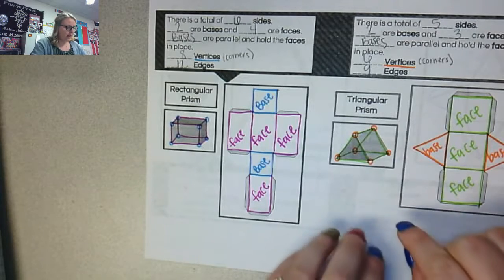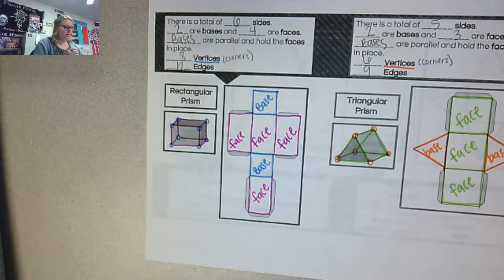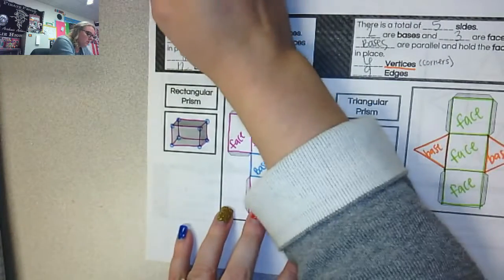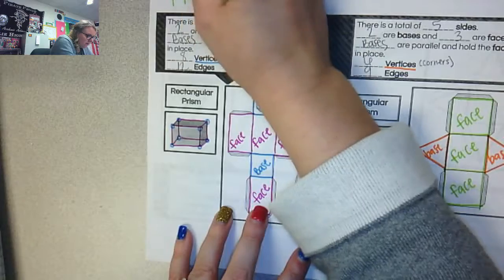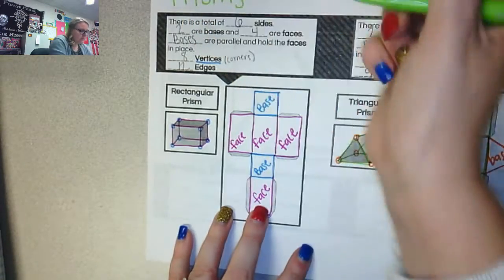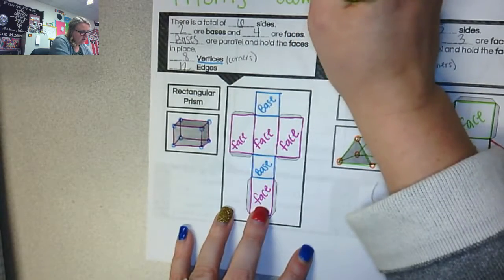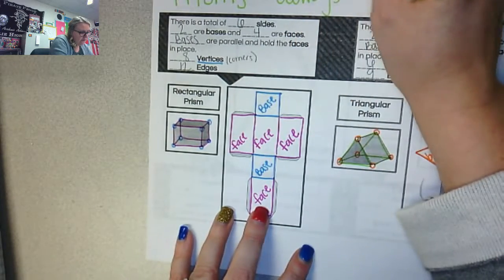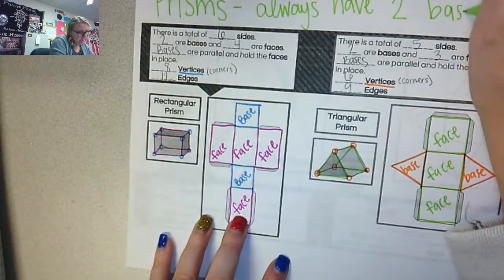Characteristics of prisms include that there are always 2 bases. So these ones are your prisms, and they always have 2 bases.